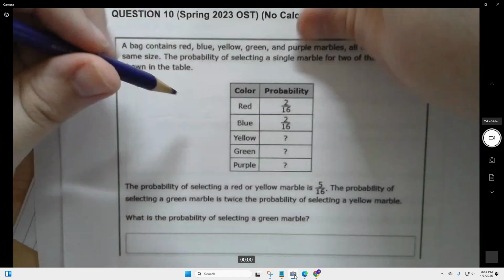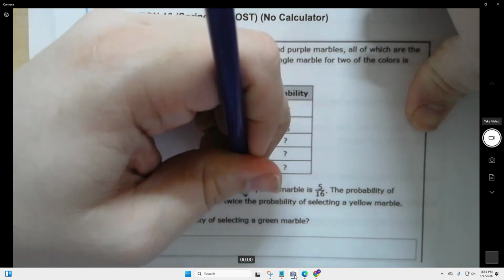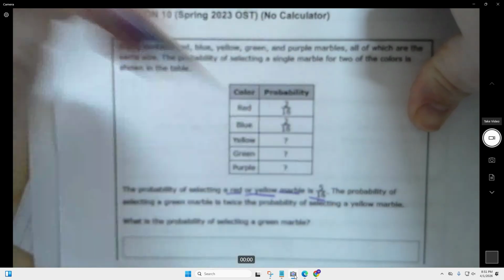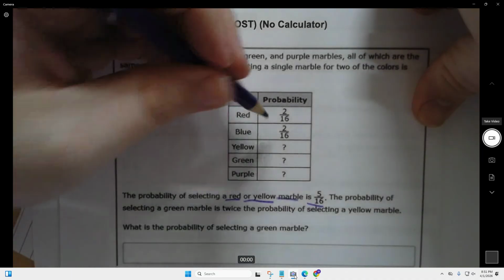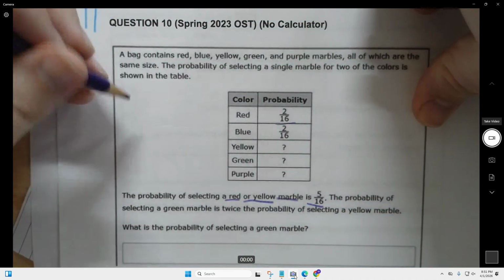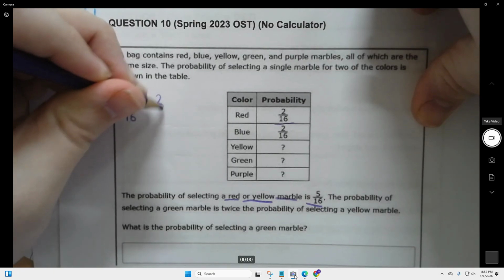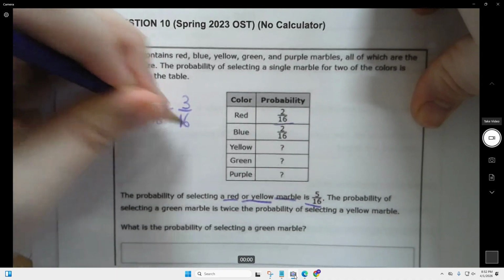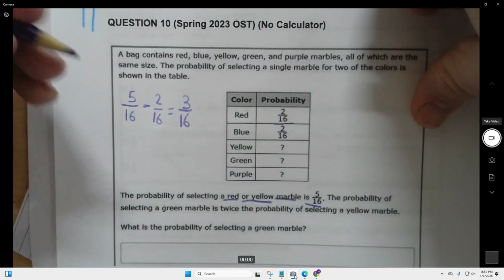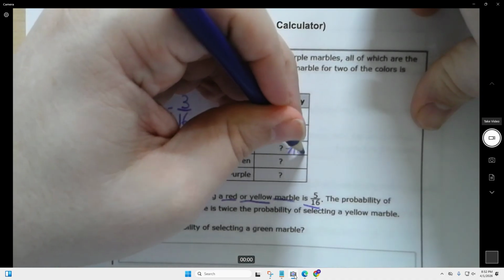All right, so the probability of selecting a red or yellow marble is 5/16. We know that the probability of selecting a red marble is 2/16, which means that the remaining part of that is 3/16, because 5 minus 2 is 3. So the probability of choosing a yellow marble is 3/16.